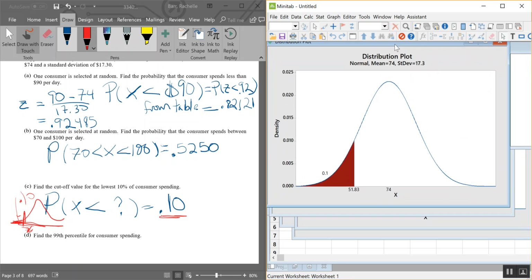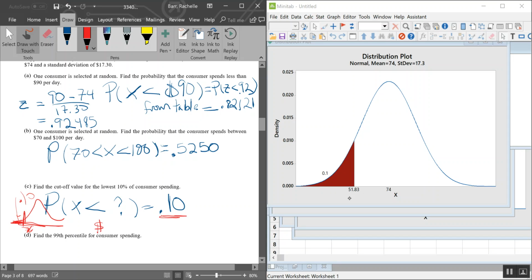Aha! So people that spend less than $51.83, that's the lower 10%. So $51 and 83 cents. This would be the cutoff.